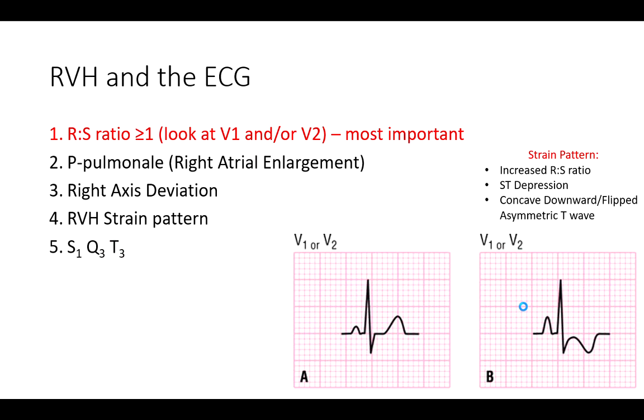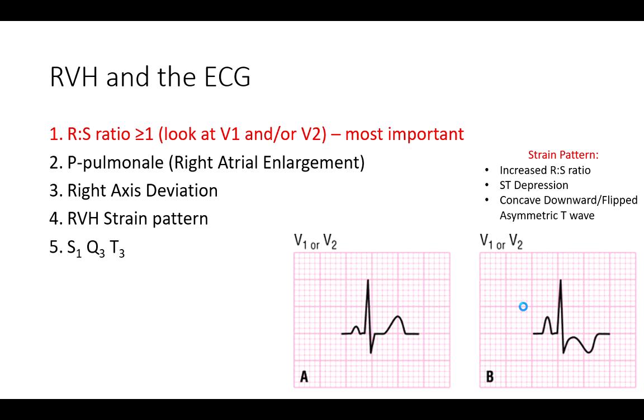Now, S1 is a large S wave in lead 1, Q3 is a Q wave present in lead 3, and T3 refers to an inverted or upside down T wave in lead 3. Now together, these could indicate acute right heart strain, and it also may be a pattern that precedes diagnosis of pulmonary embolism.